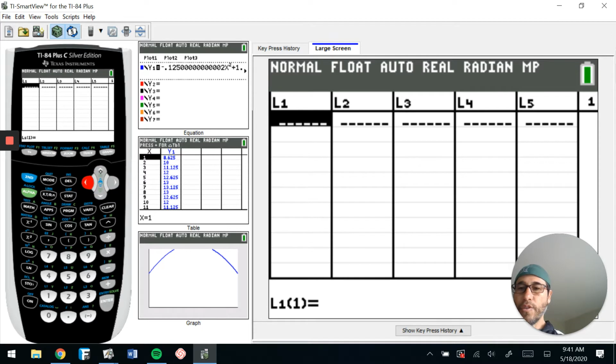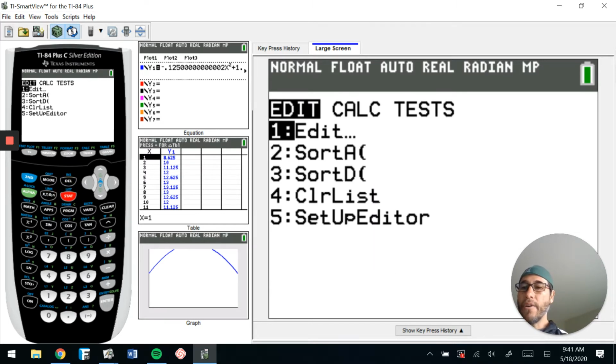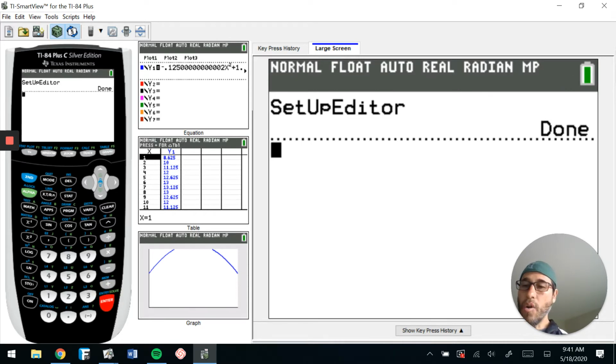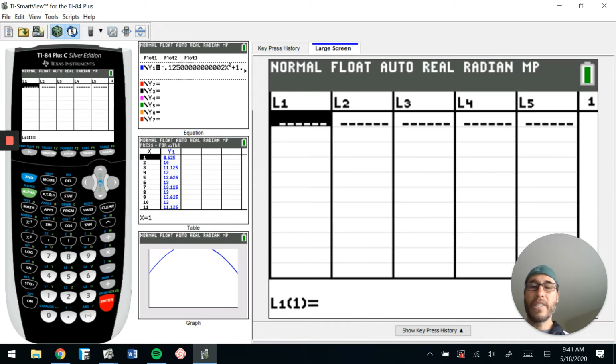Now if for some reason I were to delete, oh snap, it went away. If I actually did that, I would have to come back here to stat, and I would have to choose number 5, set up the editor, and hit enter. Done! So now when I go back here, I'm good to go. It's got the L1 back up there, okay? So you don't have to freak out if you delete it, but you will have to go back and set it back up.